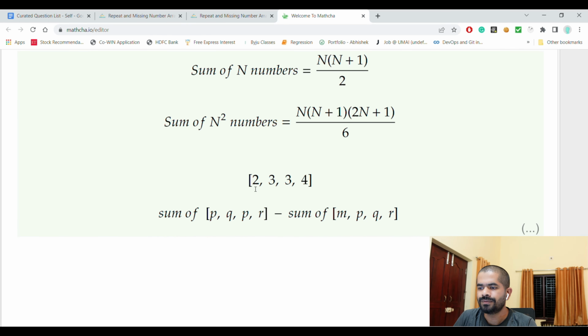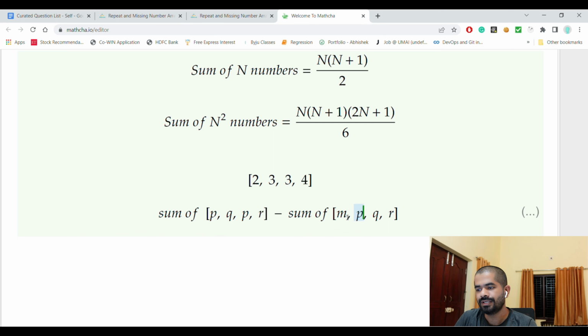Let's assume we have this array 2, 3, 3 and 4. Here 3 is the duplicate, which is A, and 1 is the missing number. Let's represent this 2, 3, 3 and 4 by P, Q, P and R. P being the repetition, that is 3, and let's have one number M which is missing. Ideally it should have been M, P, Q and R. So M is missing, P is being repeated.